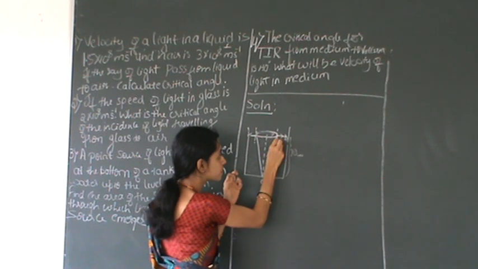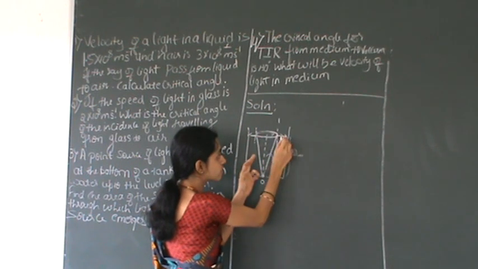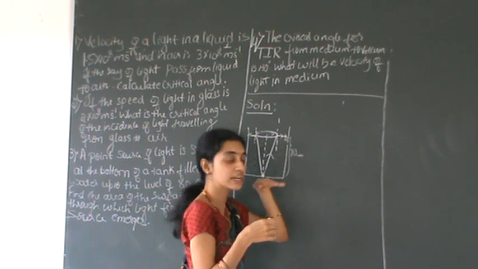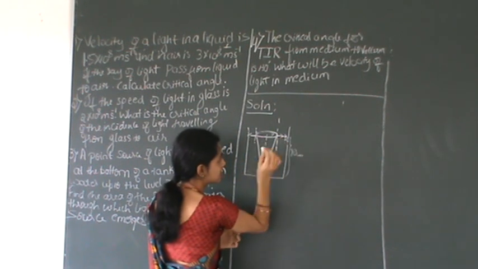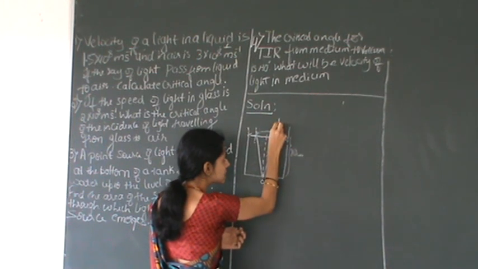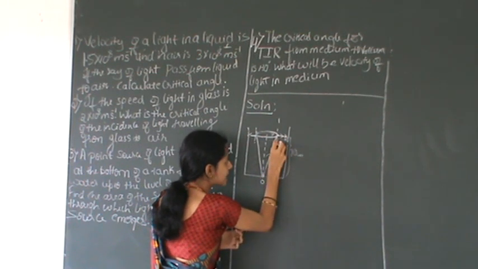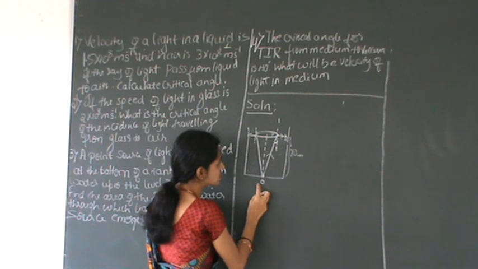Our PR is our refracted ray. When this ray grazes the surface, if I draw the normal at this point, I can consider this value. What's that?